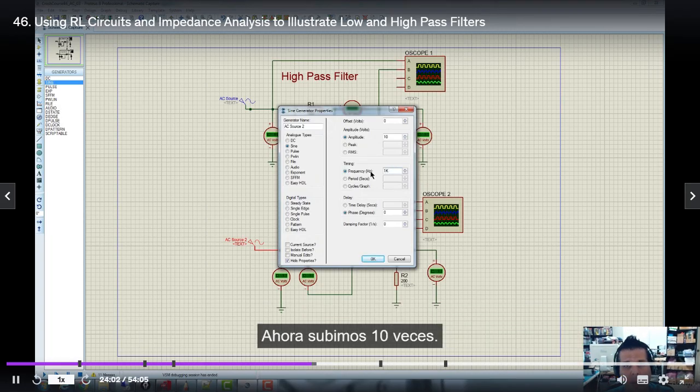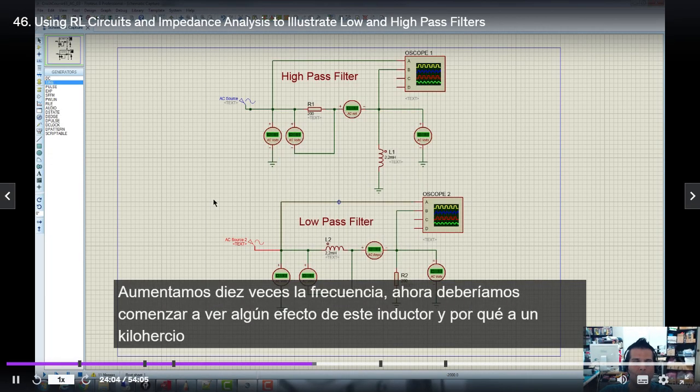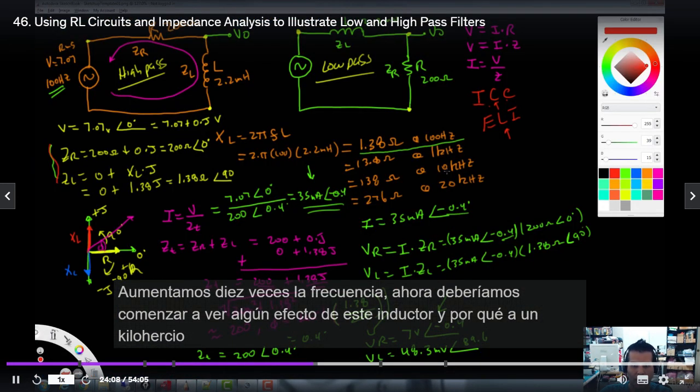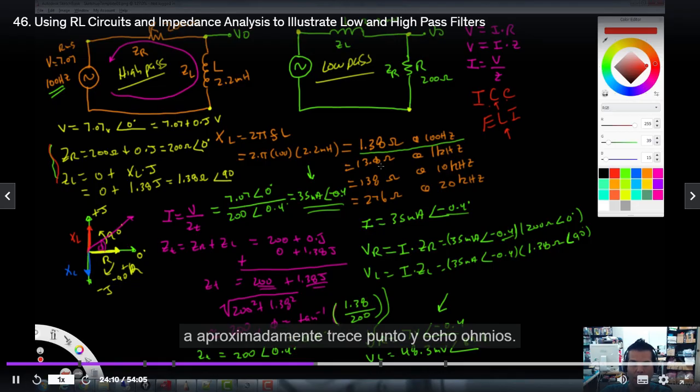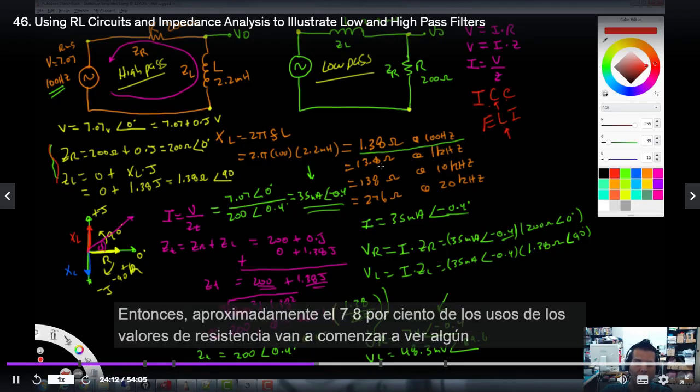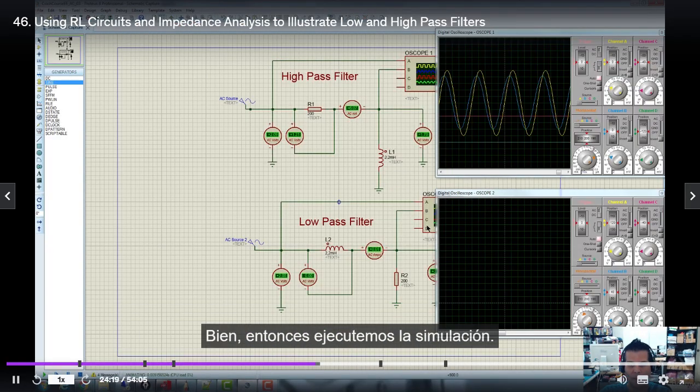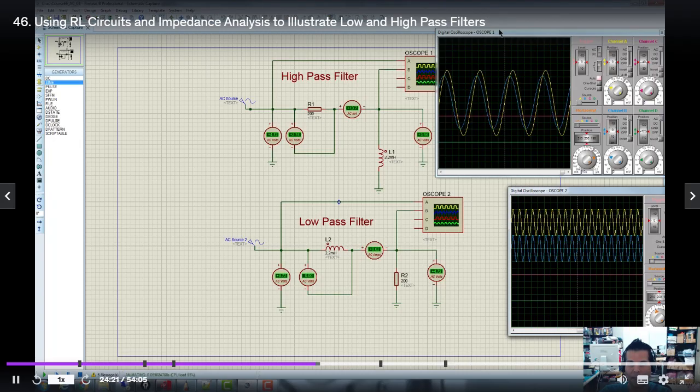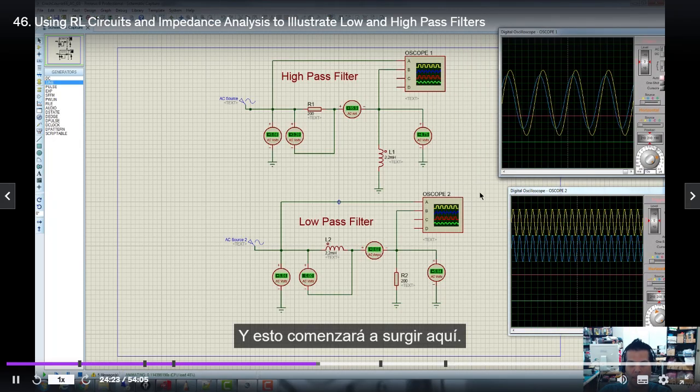Now we go up in frequency tenfold. Now we should start to see some effect of this inductor. And why? At 1 kilohertz, it's about 13.8 ohms, so it's roughly 7-8% of the resistor value. So we're going to start to see some effect of this. All right, so let's run the simulation. And this will start rising up here.